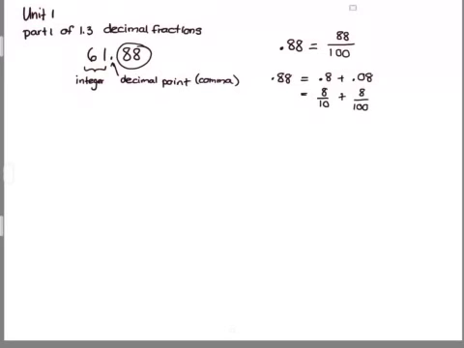So can you see that those two 8s are not at all the same value? 8 over 100 is 10 times smaller than 8 over 10. Remember the idea of the pizzas. In the one we sliced the pizza only into 10 slices, with the other one we sliced it into 100 slices. 10 times smaller.